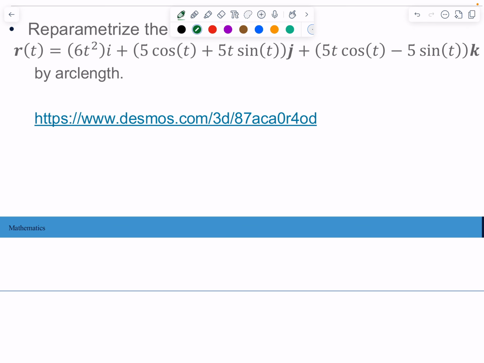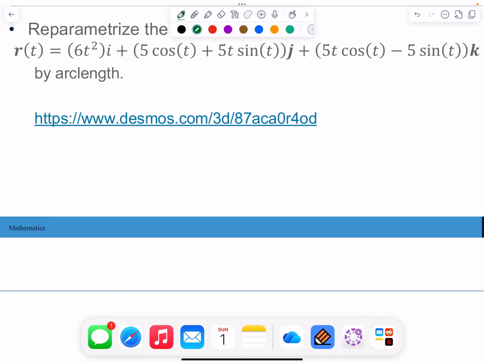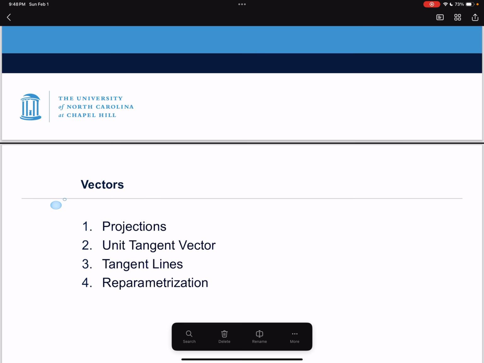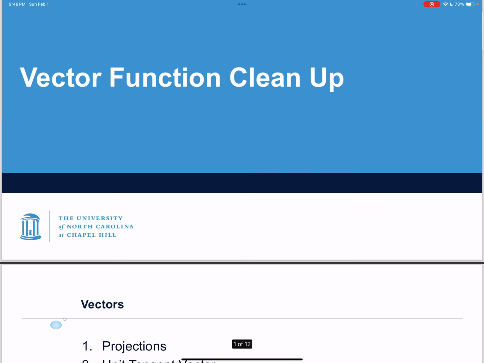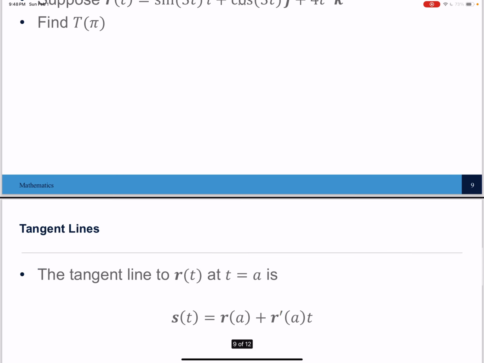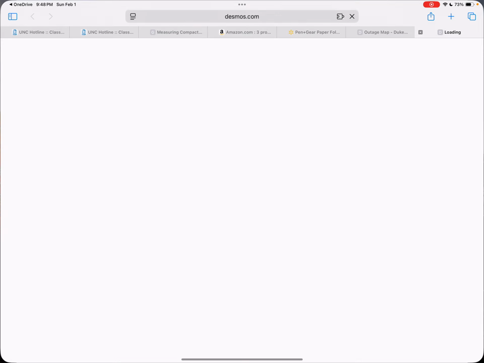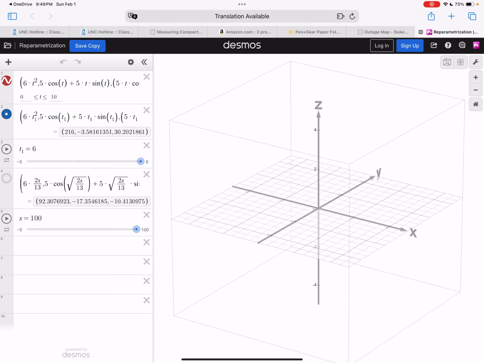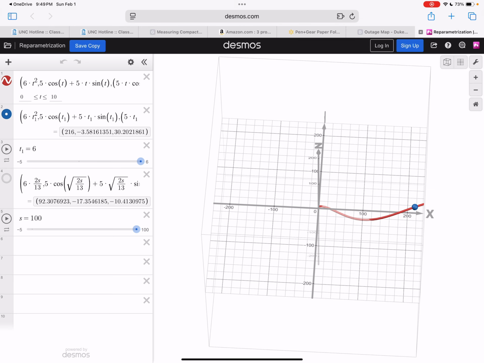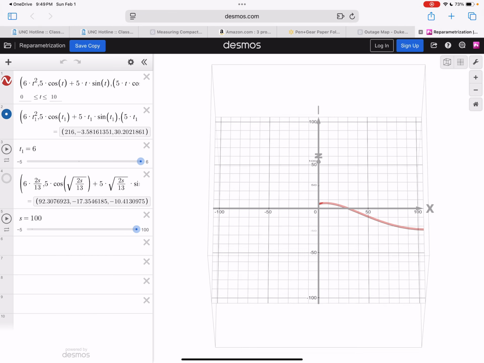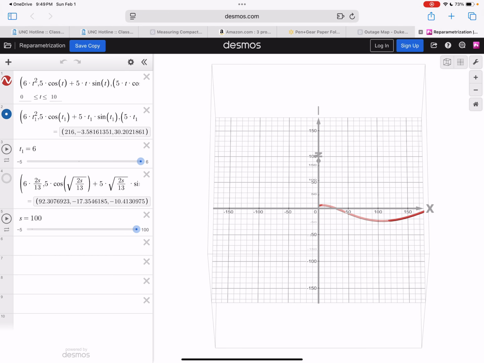Oh yeah. I wonder if I can get this to work. Ooh, just a minute. This is too cool not to show you. Let's see, can I do it from here? Vector function cleanup. I have a link to Desmos. See if it'll let me show you this. Ooh, yeah. Okay, so here's the deal. When you, oh, wow. Never done this on my iPad.